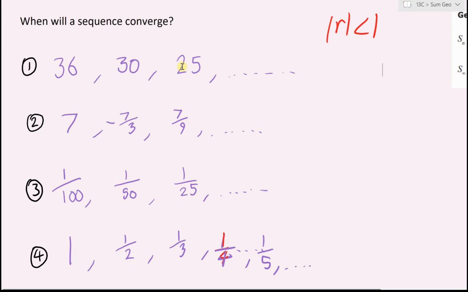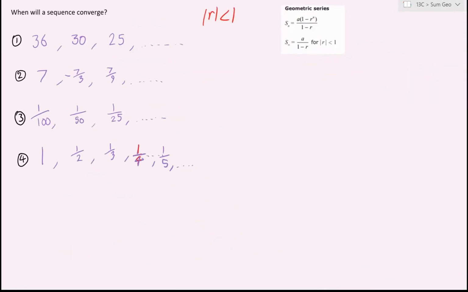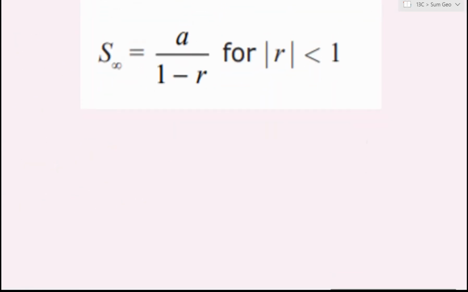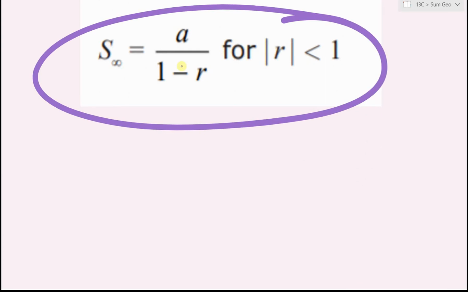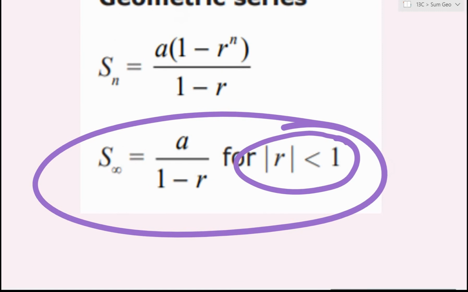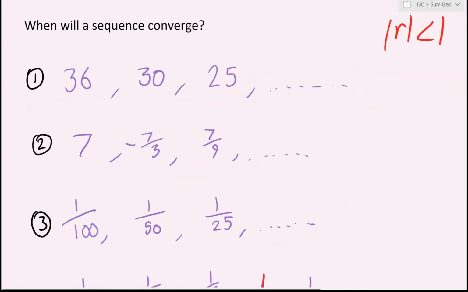Okay, next thing to know is when sequences will and won't converge. Converge basically means they will have an answer. They reach some sort of number when you do a sum to infinity. Now, the sum to infinity formula only works if the number you're timesing by is between -1 and 1. That's because you need this term here to go to 0, and that will only happen if it's between -1 and 1. So we can look at these questions here and work out which sequences will converge.